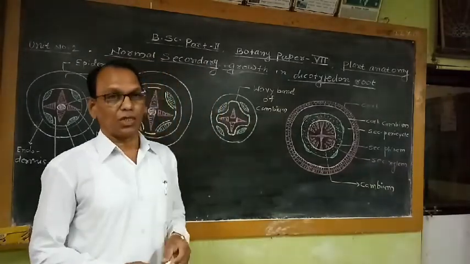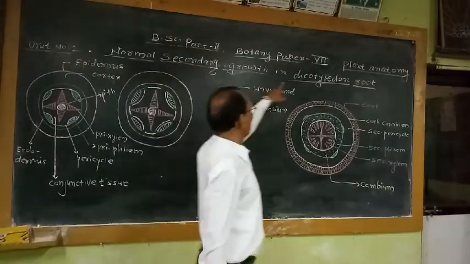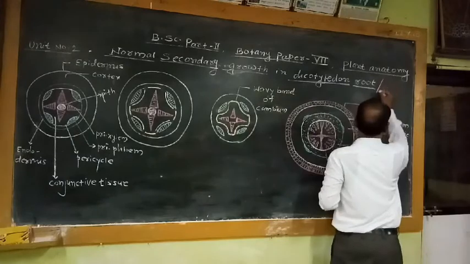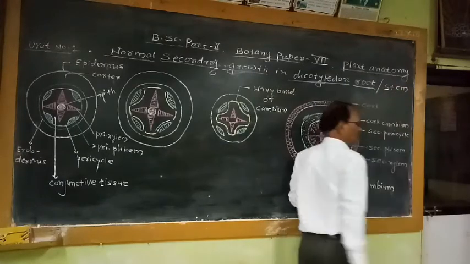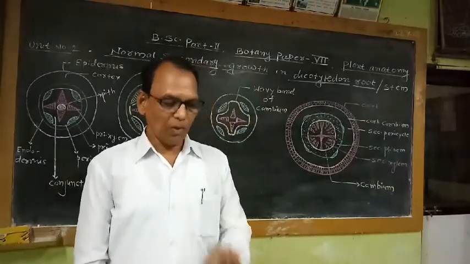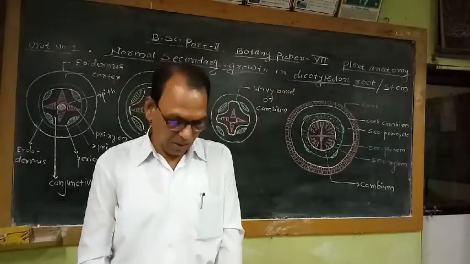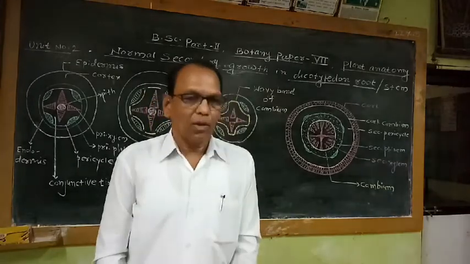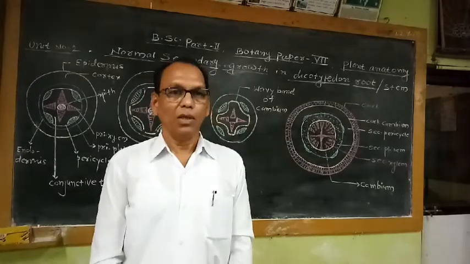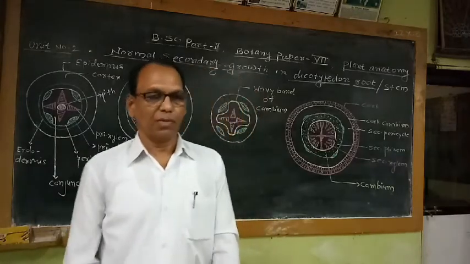Under the heading of secondary structure in the plant body, we are going to study normal secondary growth in dicotyledonous root and dicotyledonous stem. Then under the heading of abnormal secondary growth, we are going to study abnormal secondary growth in Boerhaavia stem and abnormal secondary growth in Bignonia stem. And the last subunit under this secondary growth topic, we are going to study the structure and function of periderm and lenticel.